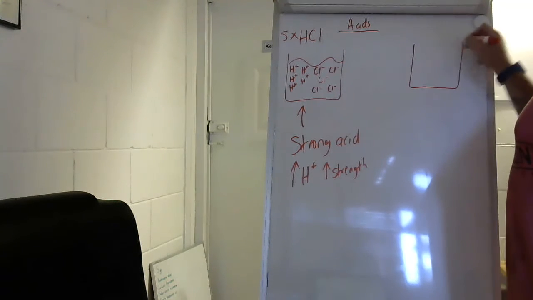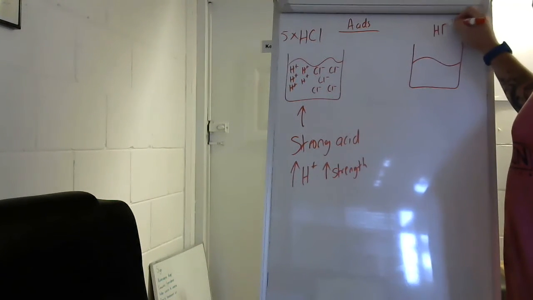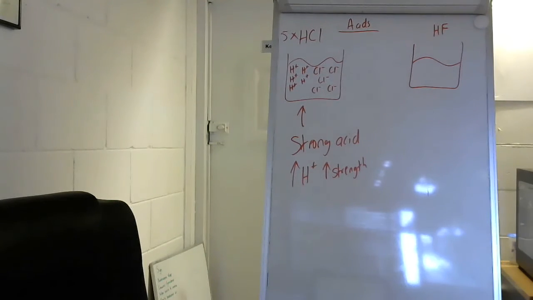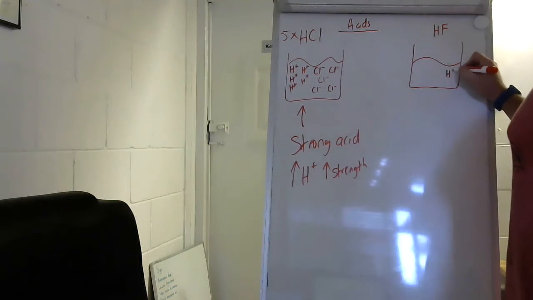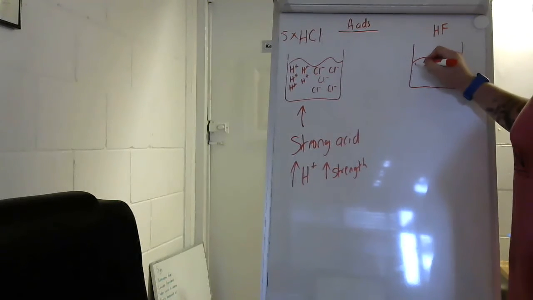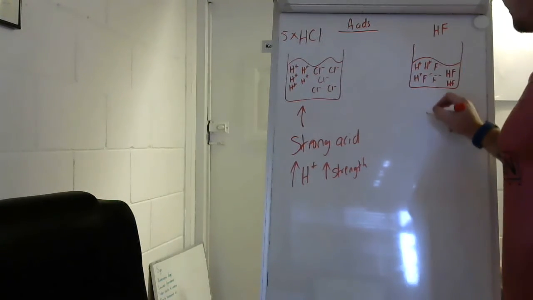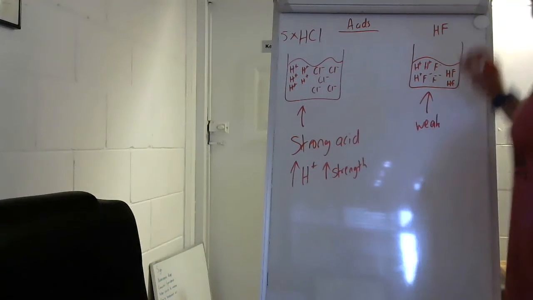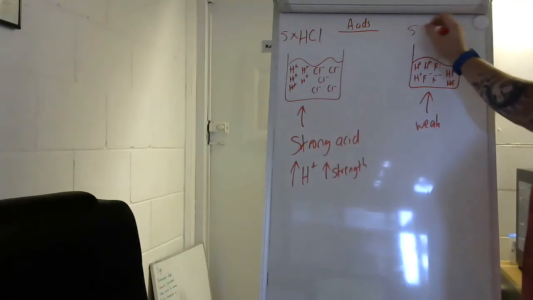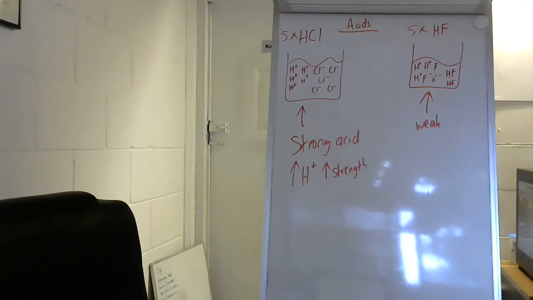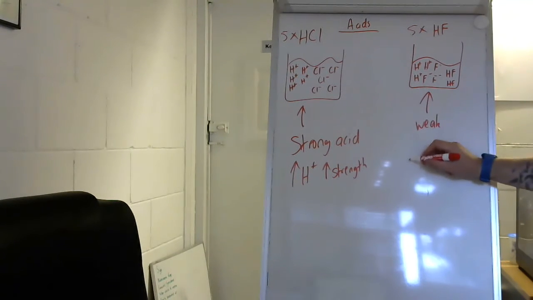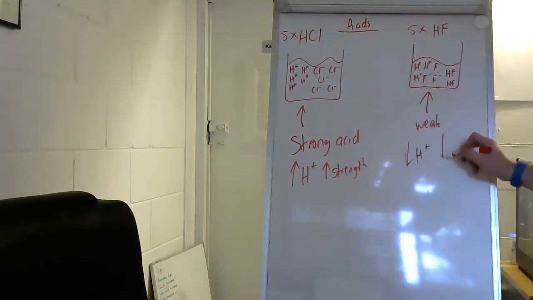With a weak acid, something like HF or hydrofluoric acid, we might end up with, in the solution, 2 HF molecules that didn't dissociate and only 3 H plus and 3 F minus. So this one is weak, even though we technically started with the same amount of acid. More H plus in the solution, the stronger. So it's lower H plus, so it's lower strength.